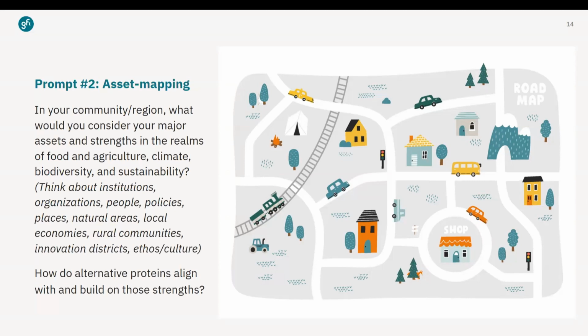Take the next 10 minutes or so and do some asset mapping. Think about the assets in your own community that alternative proteins could align with, could be leveraged, and how leaning into all proteins, like those communities that I showed on the prior map, actually leverages those assets, builds on those strengths, and helps you achieve the goals that you're trying to achieve on climate, biodiversity, et cetera. Okay, so with that, 10 minutes. And don't be afraid to write in big letters. You can fill the whole paper.